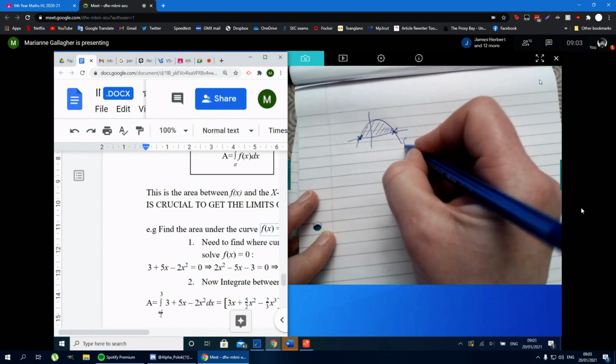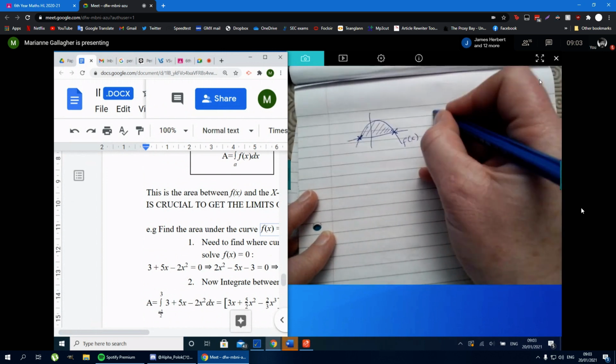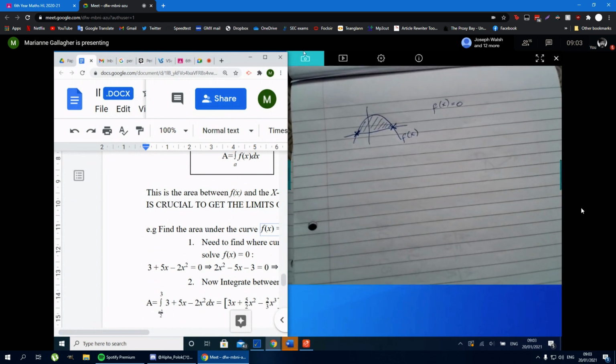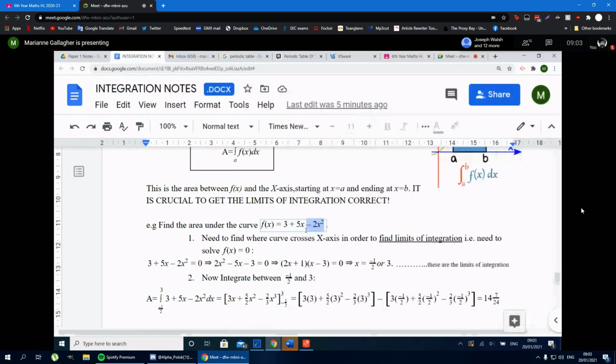So you need to solve f of x equal to 0, and that'll give you your a and b. So you're solving a quadratic to find your limits. Okay, so you can't do these until you know the limits. So the first thing you need to do is find the limits. Solve f of x equal to 0.